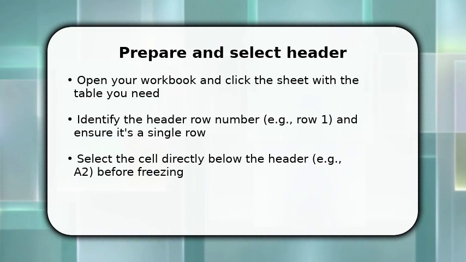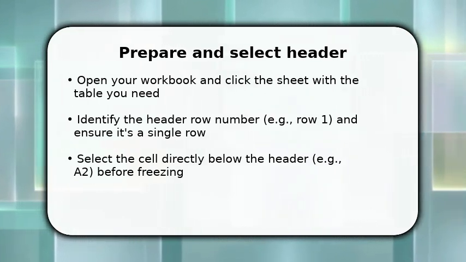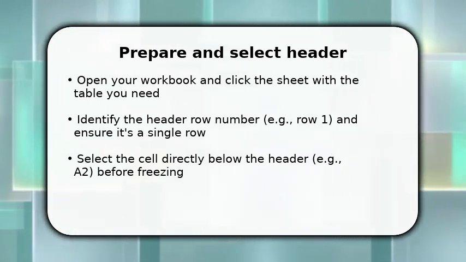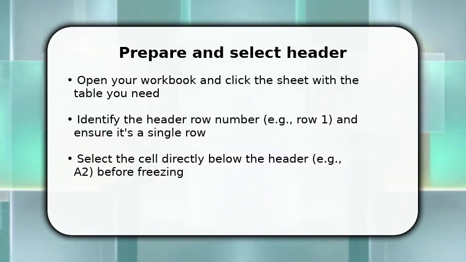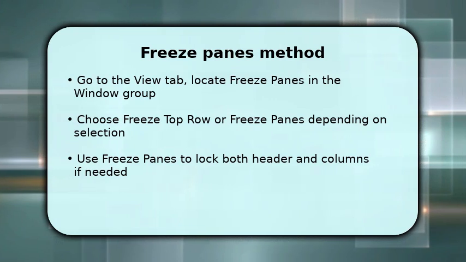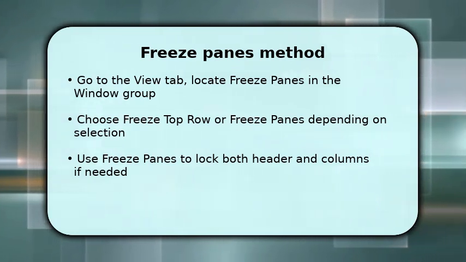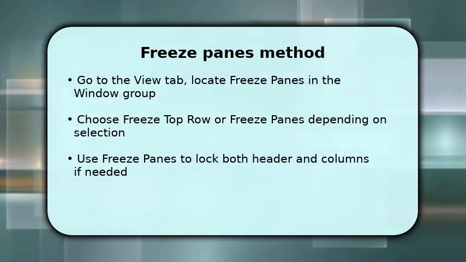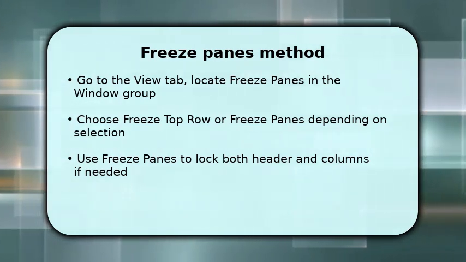Make sure your data is contiguous, otherwise choose the correct row. This step sets the anchor for the freeze action that follows. Now apply the freeze. From the View tab, find Freeze Panes in the Window group. It offers options. If your header is the top row, choose Freeze Top Row for a quick lock.